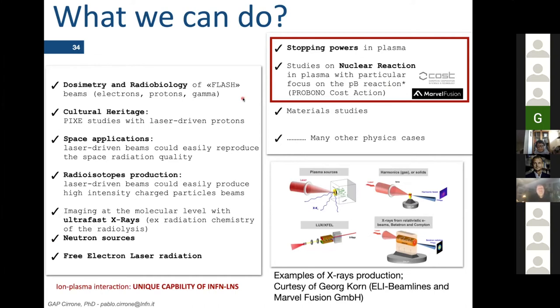There is the possibility to use laser-generated protons for PIXE studies. This is something that we already do at LNL in collaboration with the LNL colleagues. Space application, because you can easily generate very broad energy spectra, also with different compositions of ions, in order to somehow simulate some very particular space conditions. Radioisotope production can also be done with a completely new scheme. You can produce it with laser.